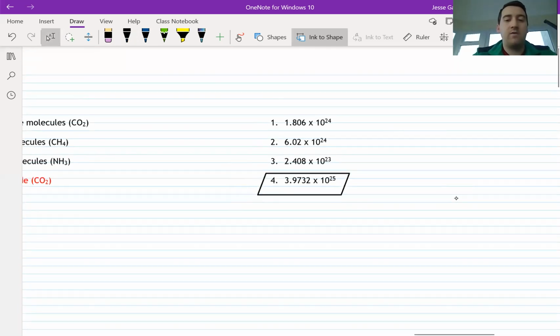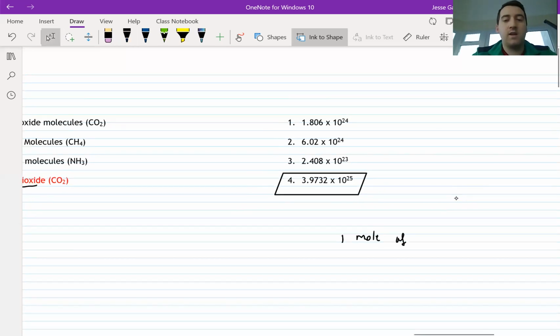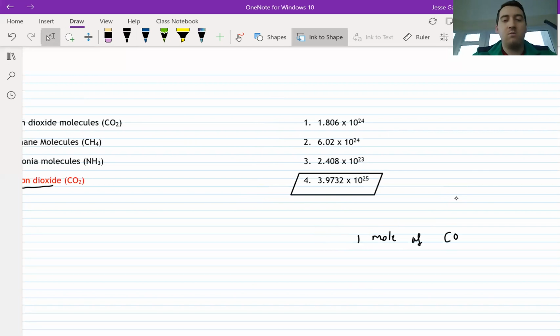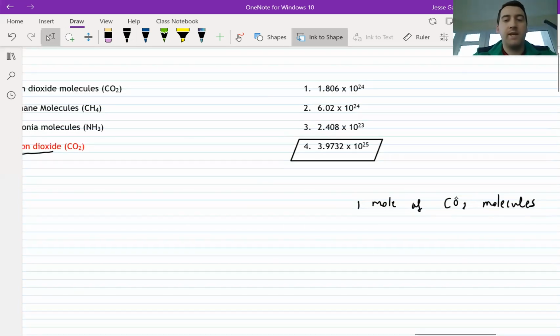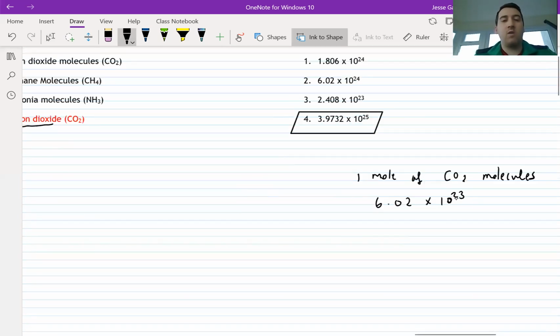Okay, so we have 1 mole of CO2 molecules, and we want to know how many electrons are in that. Well, 1 mole of CO2 molecules is 6.02 times 10 to the 23. That's in 1 mole of molecules.